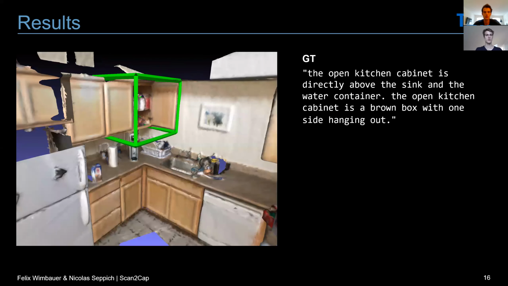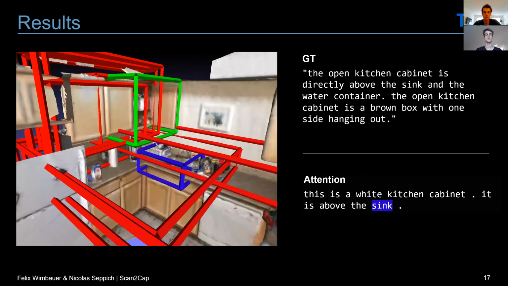In this a little more complex example, we have a very detailed ground truth caption that says the open kitchen cabinet is directly above the sink and the water container. The open kitchen cabinet is a brown box with one side hanging out. And even though this is a fairly challenging example, our network predicts this is a white kitchen cabinet. It is above the sink. And again, the correct attention focus for the sink token on the actual sink.